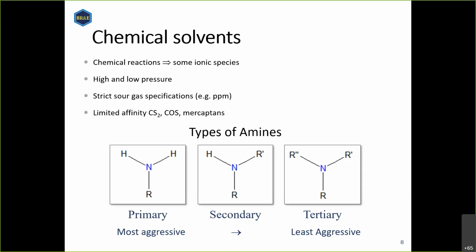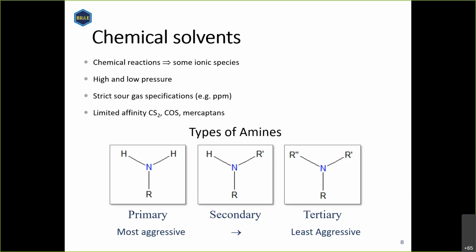But one of the nice things about this is that because we're using chemistry to capture the carbon dioxide, this process works at both high and low pressures. Chemical solvents, amines, can also get us down to very, very low levels of acid gases, so we can get to ppm levels. And just broadly speaking, there are really three classes of amines that we talk about, and the class of amine depends on how many substitutions you have around the central nitrogen atom.